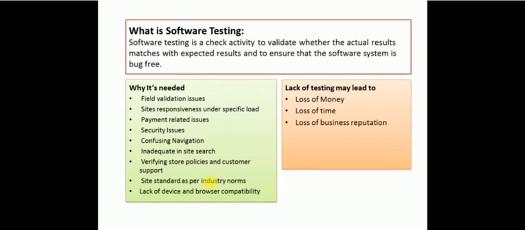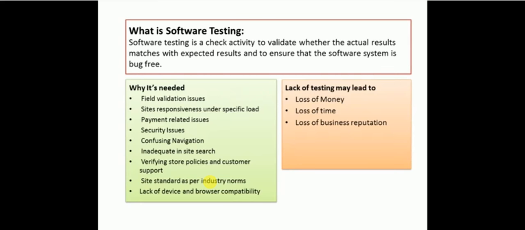So field validation issues: something like you are registering yourself, signing up on any website, and in the age column you are putting a value like 200 something, and you are putting integer values in the name field. This is something that your form should detect at the client level, which is called field validation. Then site responsiveness under specific load: how does your site behave when huge traffic comes on a website?